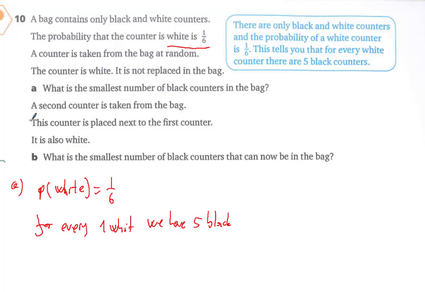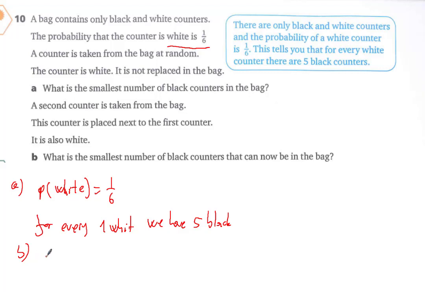Let's see the second part of the exercise. A second counter is taken from the bag. This counter is placed next to the first counter. It is also white. What is the smallest number of black counters that can now be in the bag? All right, if we got another white one, that means we had at least two white ones.